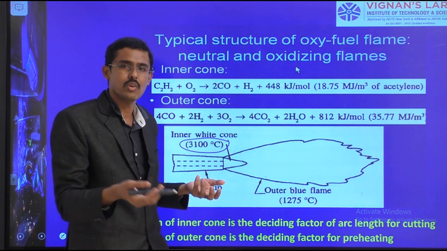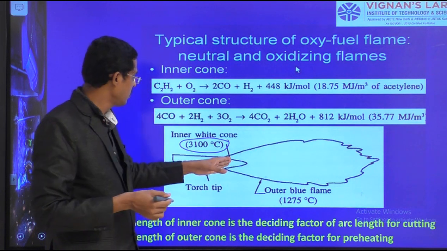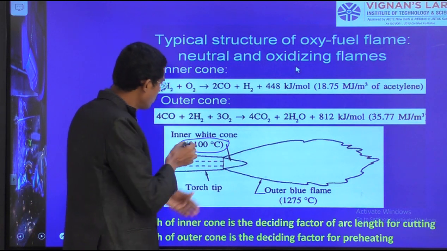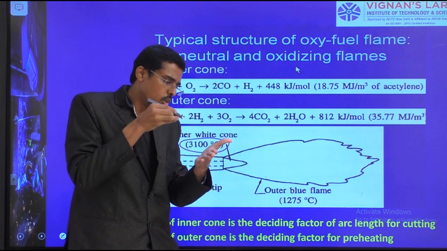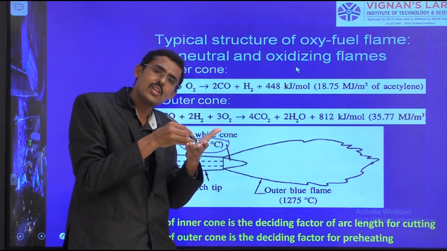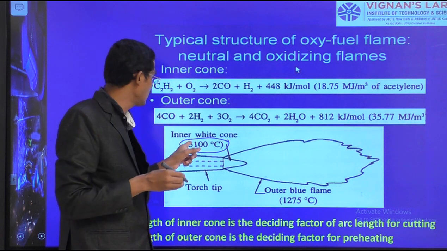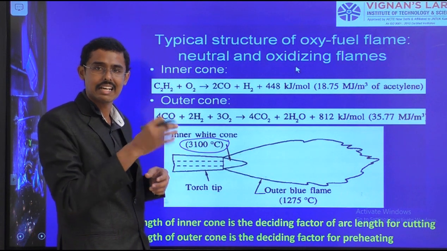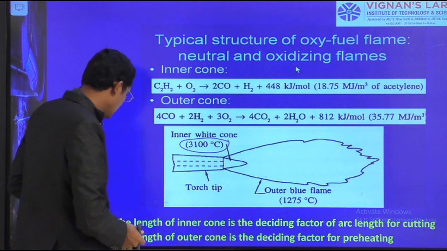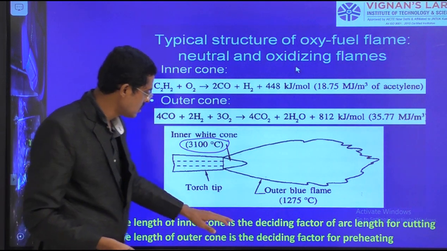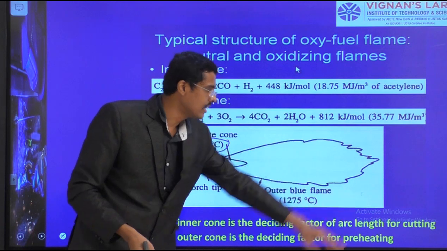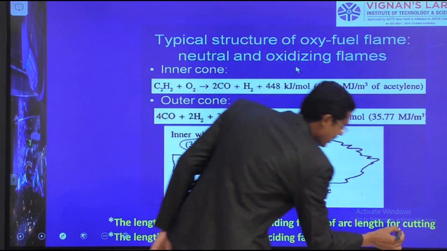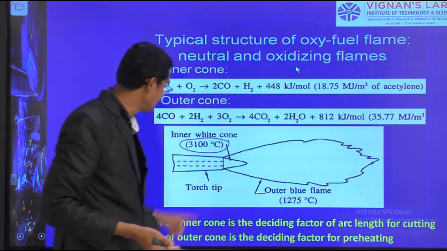Normal 200 to 400 degree heating can be done. So if I want to do welding, I want this 300 degrees centigrade to be in touch or very near to the workpiece, in such a way that this 300 degrees centigrade falls on the workpiece and the welding occurs, or we can do the cutting process. The length of the inner cone is the deciding factor of the arc length for cutting. See, arc length for cutting, the inner cone length.